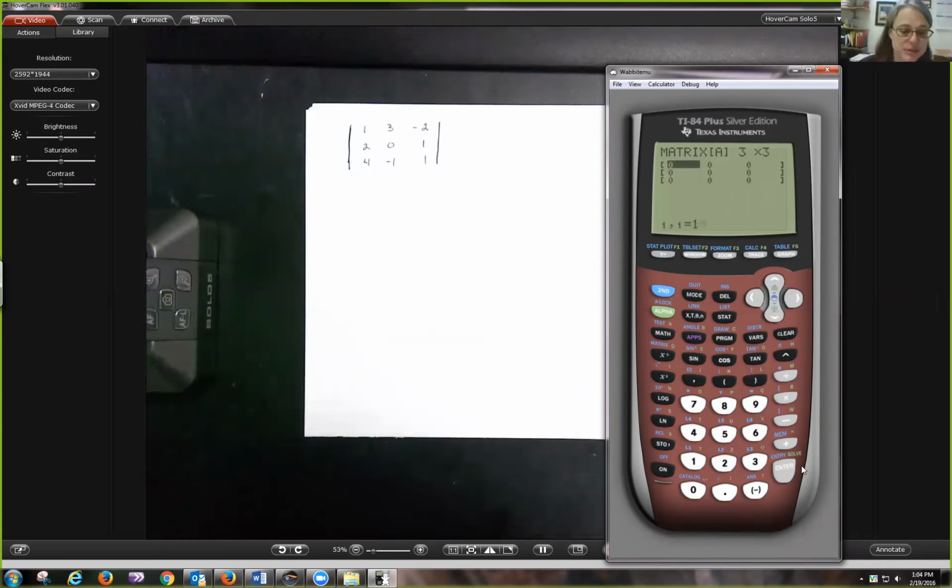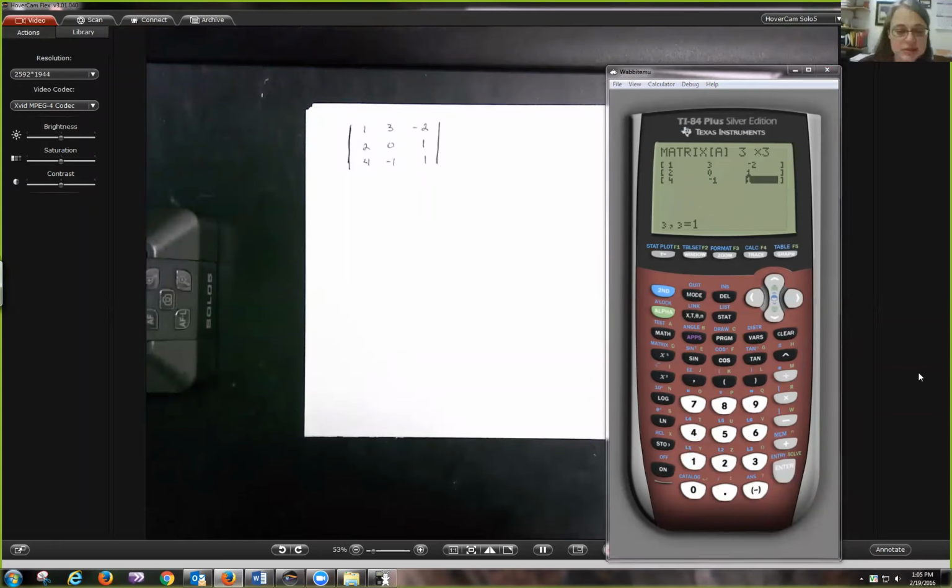So my first row is 1, 3, negative 2. Second row is 2, 0, 1. And the third row is 4, negative 1, 1. All right, your screen should now look like mine.